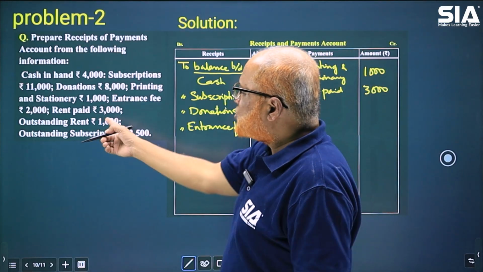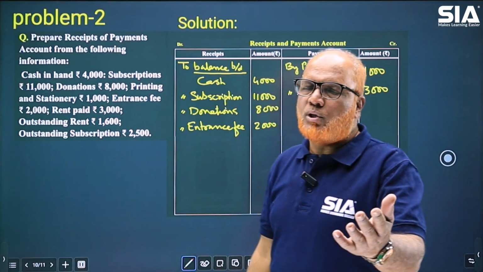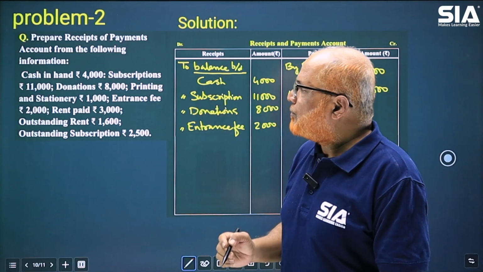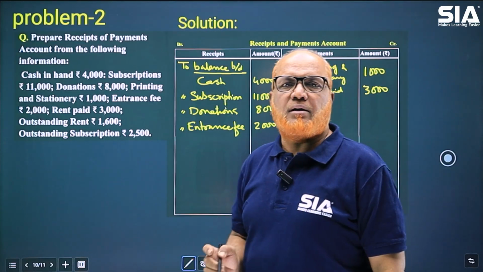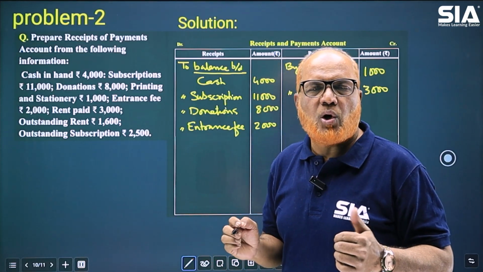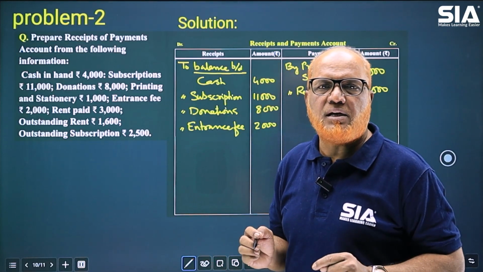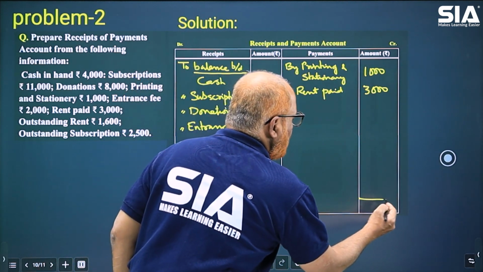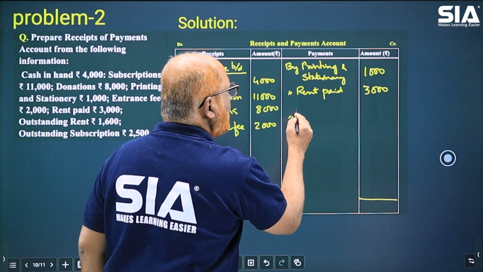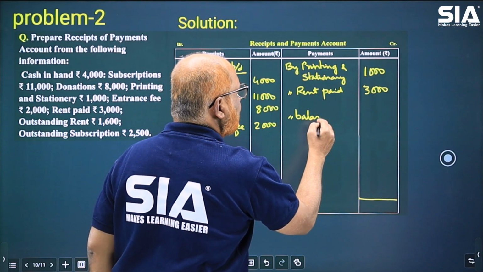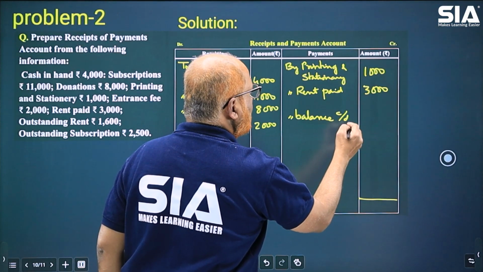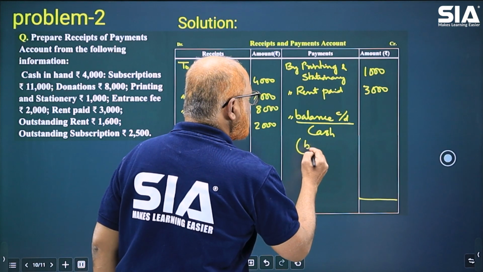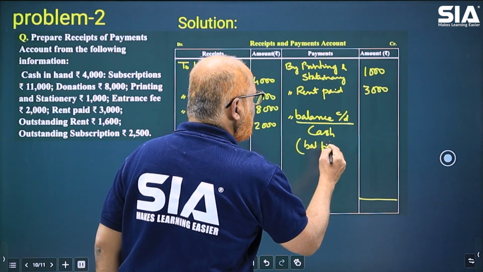That's all. Then outstanding rent and outstanding subscription, just now I told you, should not be considered in making the receipts and payments account. You just have to give a note. Now, opening cash balance is given, but closing cash balance is not given. That we have to find out as a balancing figure. So here I am taking the total on the debit side. Here you write down by balance carried down cash balance.